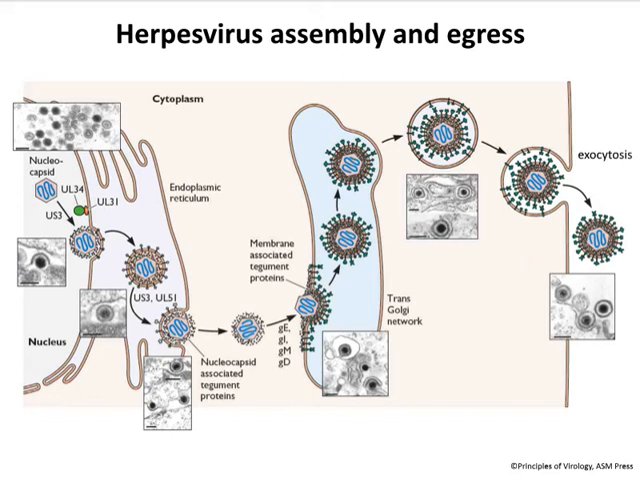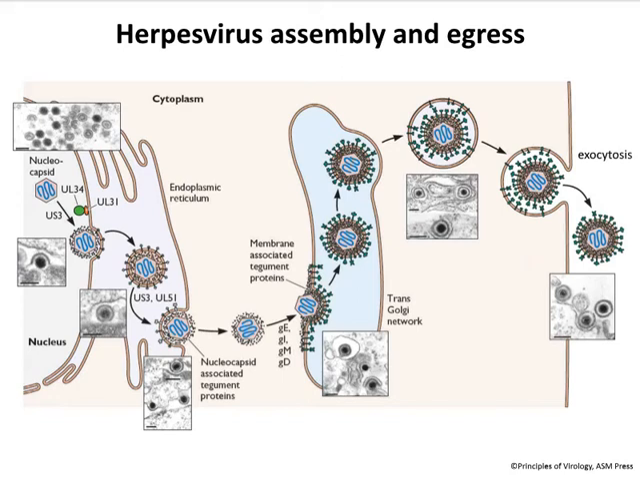Then they acquire a membrane by budding through the nuclear membrane into the endoplasmic reticulum. So now you have a herpes capsid with a single membrane. This membrane binds to the ER and fuses and liberates the capsid into the cytoplasm. So there's no membrane on this particle. Can't get out of the cell yet.